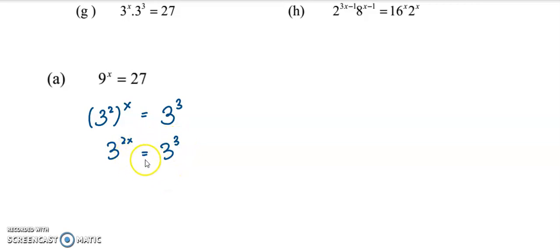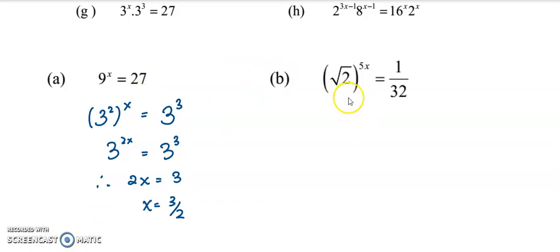Since this is an equation and the bases on the left and right are the same, we can solve for x by comparing the power. Comparing the power, we get 2x equals 3, so x equals 3 over 2. This means that if you substitute 3 over 2 for x, the left hand side equals 27, which is equal to the right hand side.